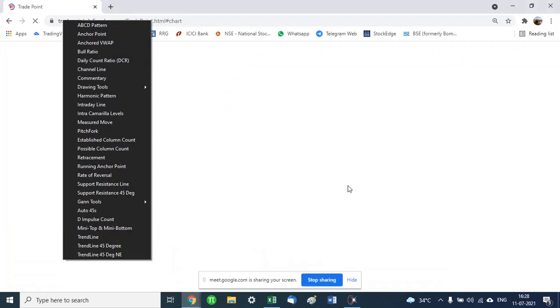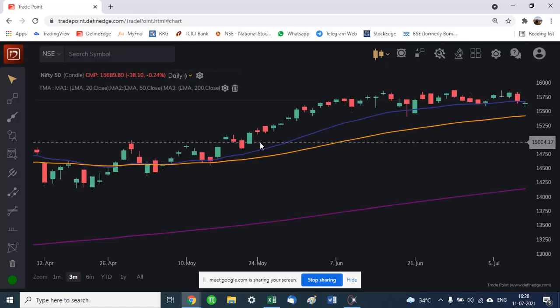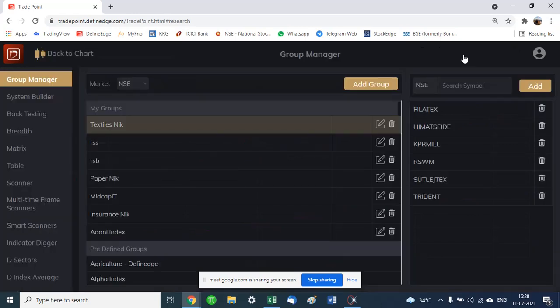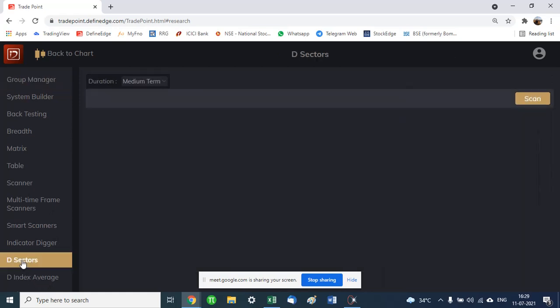I'll just go to the web version now. All these features are available in both the software. It's just that for my live charting, I prefer to use the desktop version. For my research work, I prefer to use the web version because when both are used simultaneously, it makes the work easier and faster. You will find here there is something called D sectors. This D sectors will also give you sector information. So you don't need to look at each sector individually on the point and figure charts if you prefer not to. You can click on D sectors.